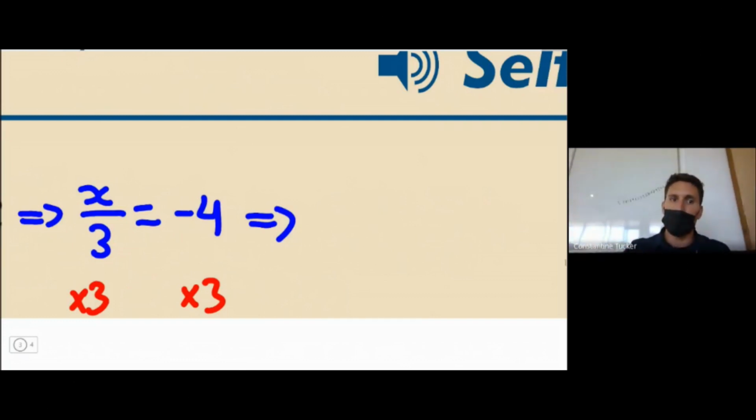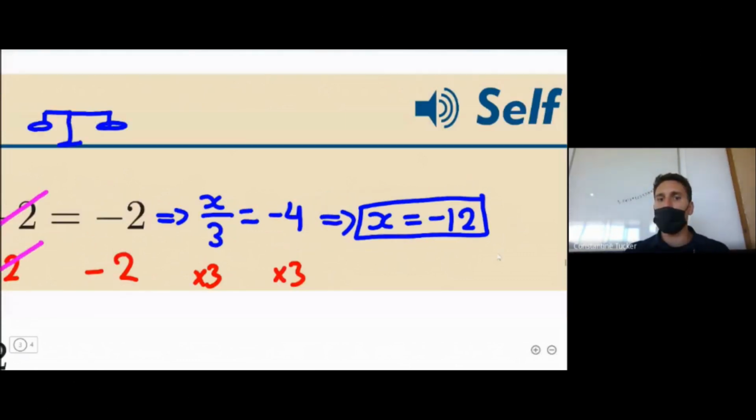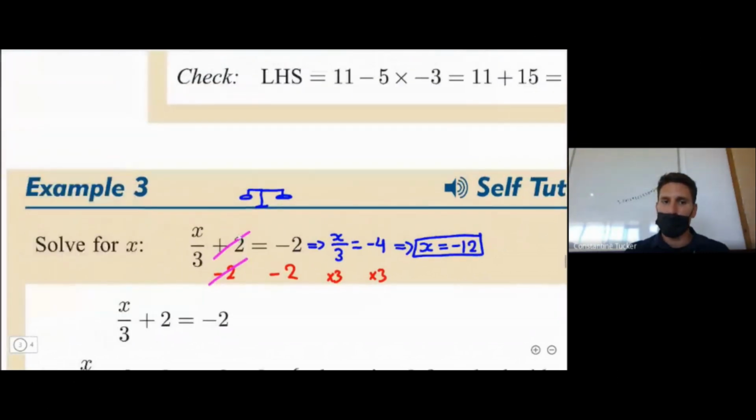This is my theory. So you're left with x, just x on the left, whereas on the right it's minus 4 times 3, which is minus 12. So basically, this is the final answer here. Now, if we go back and put this x is minus 12 into this, it will make sense, because minus 12 divided by 3 is minus 4, plus 2 is minus 2.